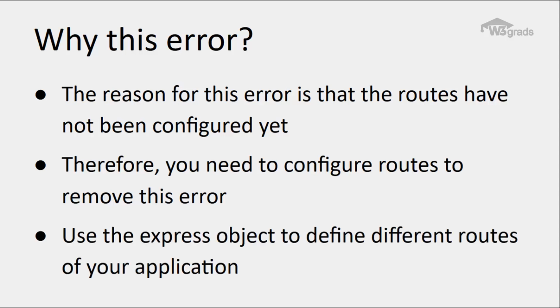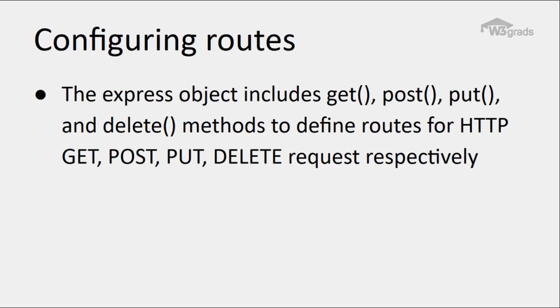So, I will again use the Express object to define different routes of your application. This Express object includes get, post, put, and delete methods to define routes for HTTP get and post, as well as put and delete requests respectively. Let's proceed to configure routes.